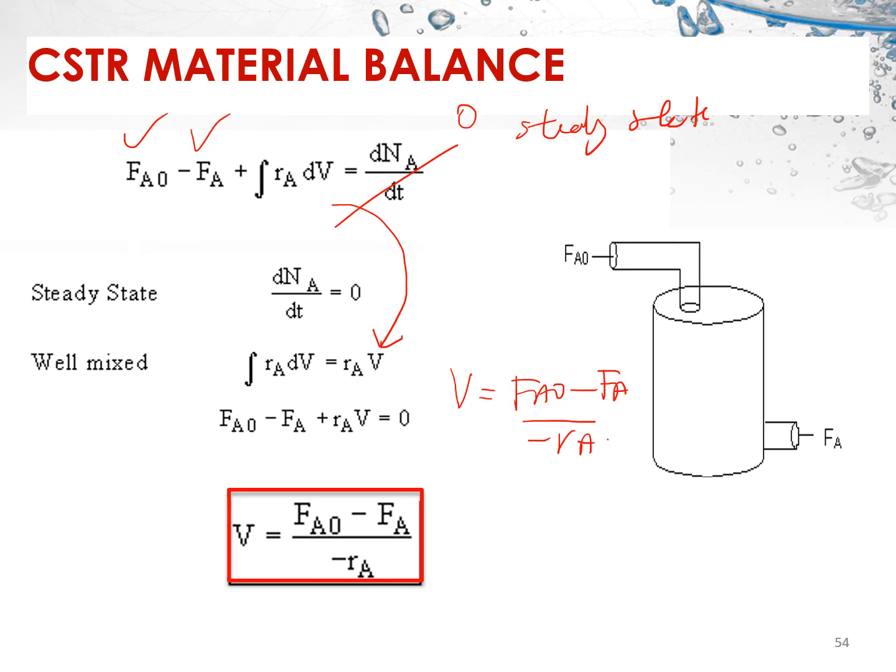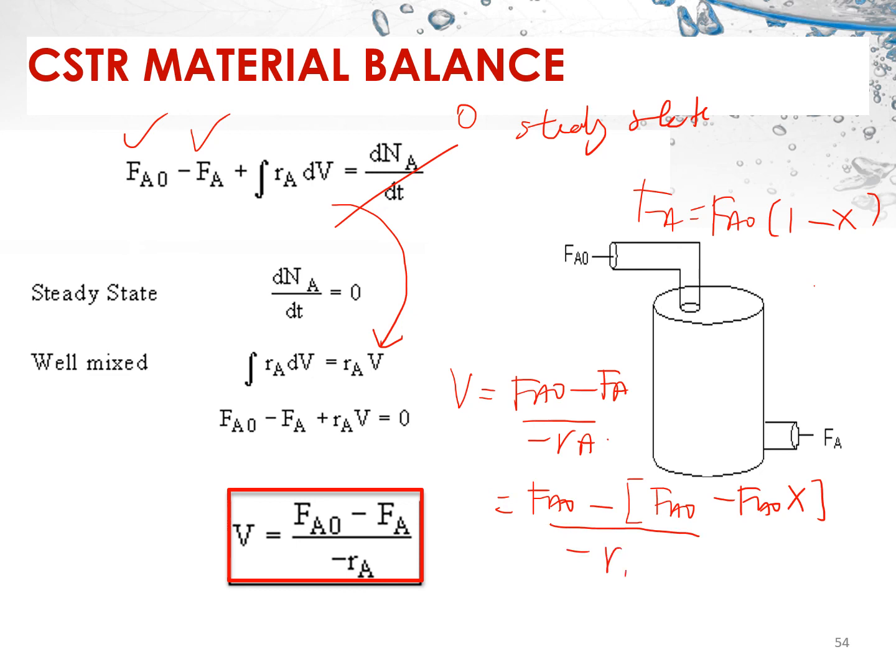Okay, so if you want to put this in terms of conversion, you can expand this equation. Remember FA is equal to FA0 (1 minus X), which means you can expand it as FA0 minus FA0 X over negative RA. So you cancel here, V is equal to FA0 X over negative RA. Alright, so you will be using this a lot in the next chapter.